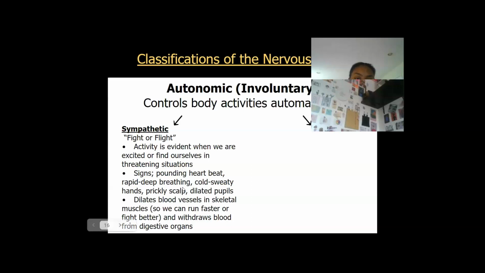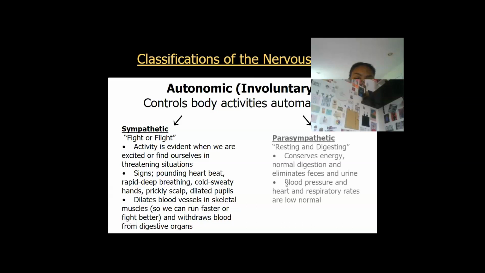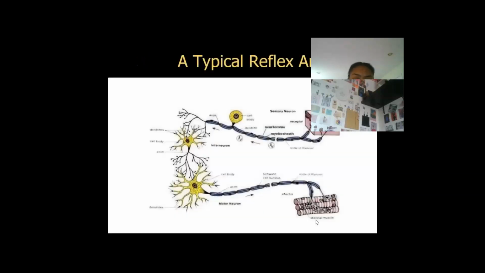So I talked about all of these: rapid breathing, prickly scalp, cold, sweaty hands, and then the autonomic, bringing things back to normal, conserving energy, and elimination of feces and urine. So more of the digestive processes. Just kind of going fast. So I said the nervous system is responsible for sensory input, integration, and motor output. So with that, this creates a reflex arc.